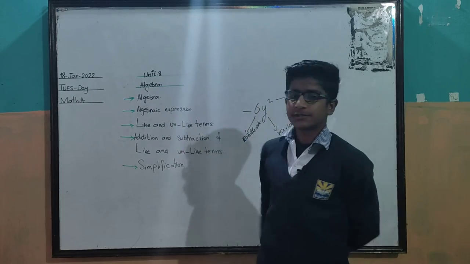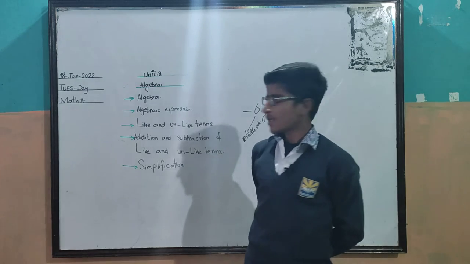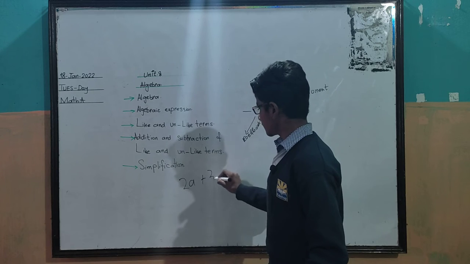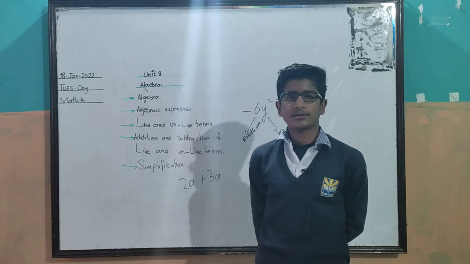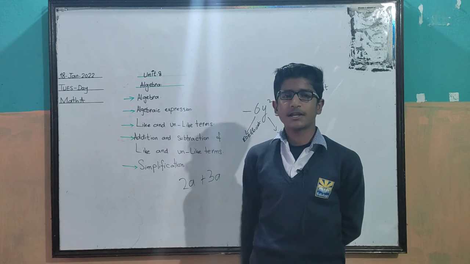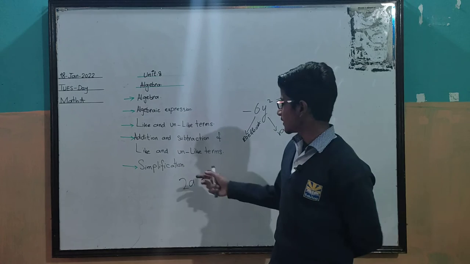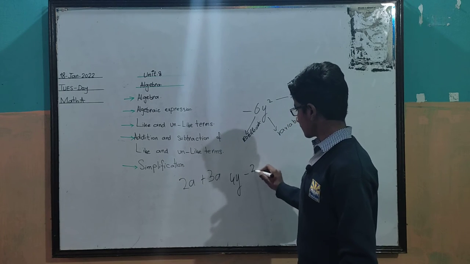Like and unlike terms. Terms having the same variable and differing only in their coefficients are called like terms. For example, 2a plus 3a. Unlike terms: terms having different variables, or the same variable with different exponents, are called unlike terms. For example, 4y minus 3y.